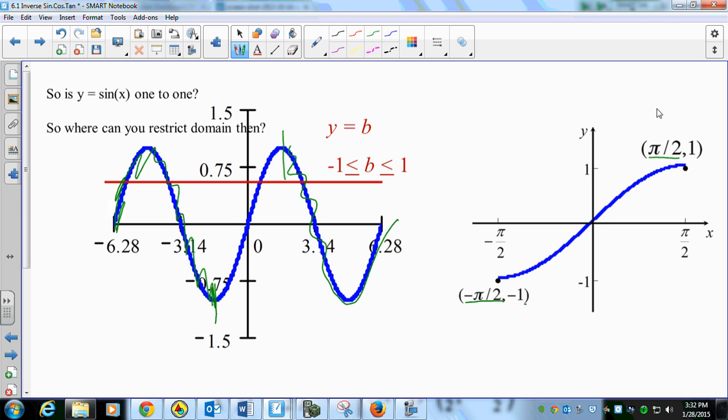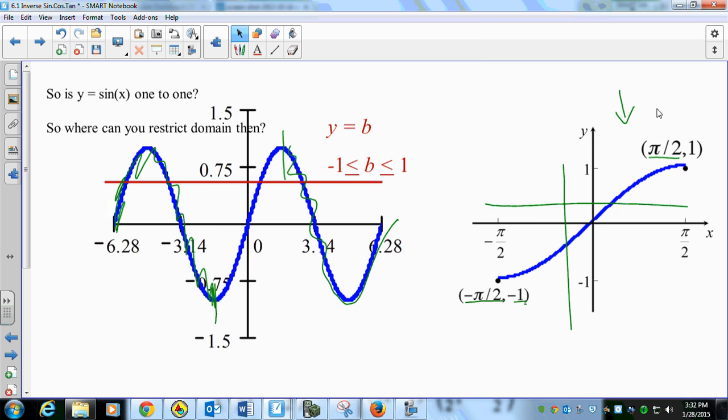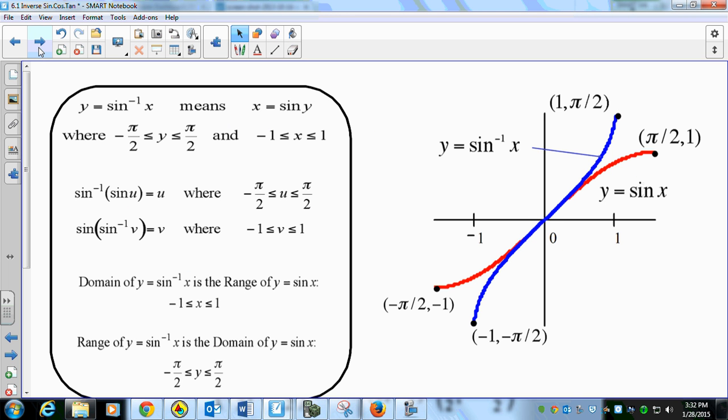The nice thing about this is that this is one-to-one and onto, a function passing the vertical line test and the horizontal line test. So as we look at these inverse functions, the big thing to note here is that our domain becomes our range and our range becomes our domain.